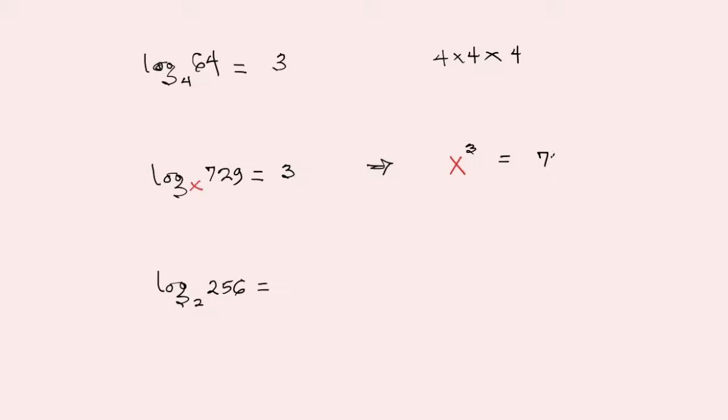And this has produced 729. So we're asking ourselves, what do we have to raise to the power of 3 to produce 729? If you look for the cube root of 729, you'd find that 9 is your answer, because 9 times 9 is 81, and 81 times 9 is equal to 729. So we can replace this with 9.